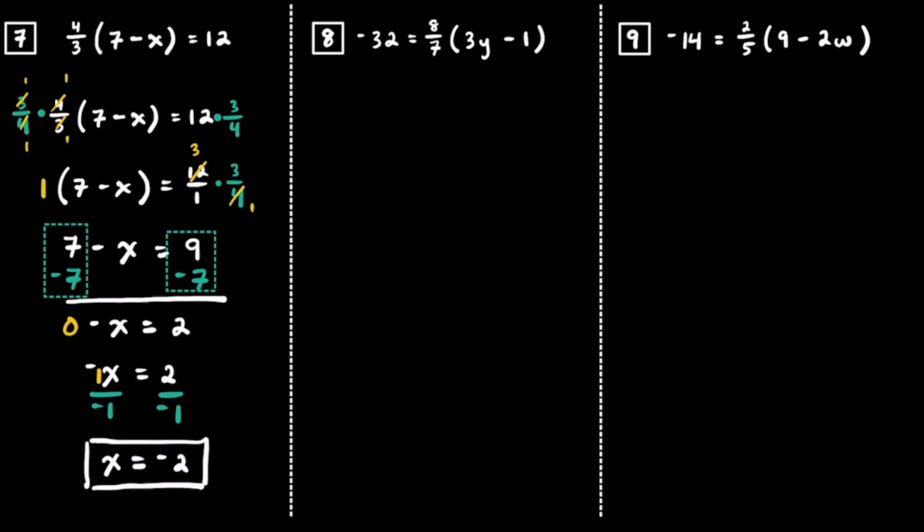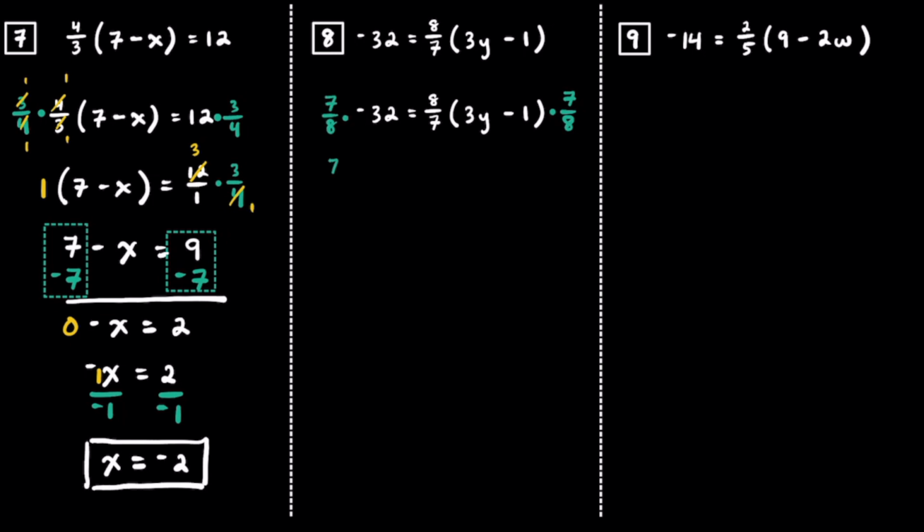There's our solution. Now let's take a look at number 8. Instead of distributing this 8/7 to this 3y and negative 1, and then dealing with adding and subtracting fractions with sevenths, let's instead multiply both sides of the equation by the reciprocal of 8/7, which is going to be 7/8.